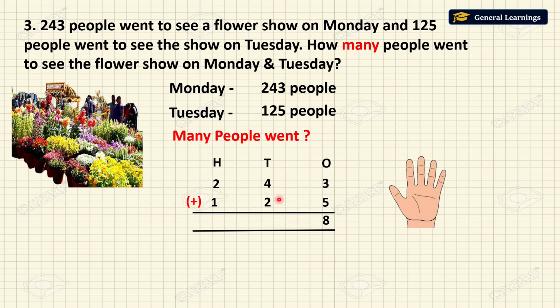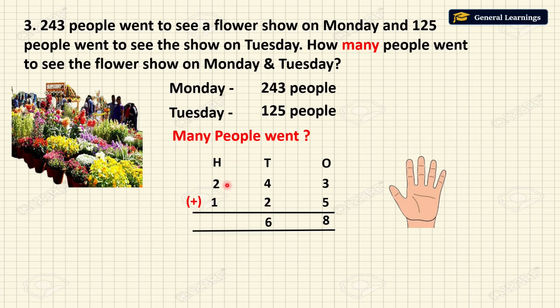Next we are going to add the tens column. We should keep 4 on our mind. Then we need to add 2 more digits after 4. So after 4 will be 5, 6. So 4 plus 2 is 6.